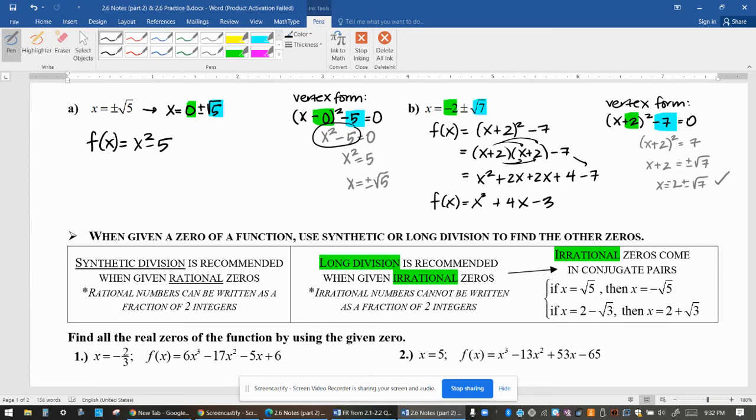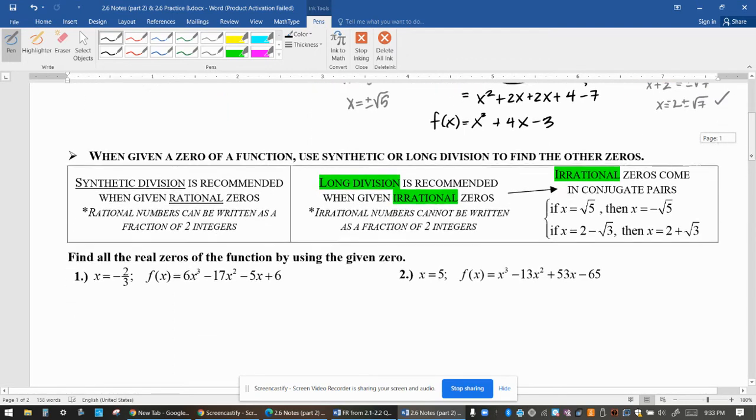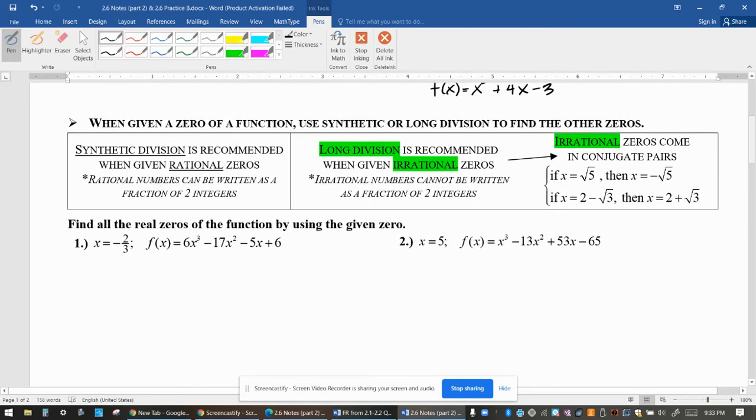But now we're not just dividing, so we're not just talking about divisors, we're talking about solving. So we're going to find the zeros. When you're given the zero of a function, you're going to use either synthetic or long division to find the rest. Now, I'm not going to give you divisors. I'm going to give you zeros. So I'm going to give you a zero, and you have to use it to find the rest of the zeros. And we're focusing only on real zeros, not imaginary zeros, okay?